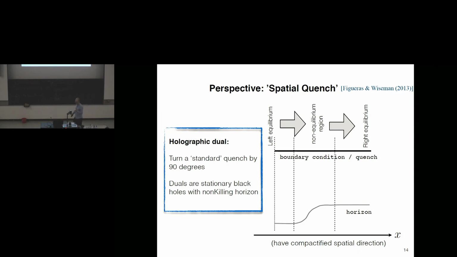So we turn a standard quench by 90 degrees, and the dual solutions are what are actually called stationary black holes that have a non-killing horizon. So the horizon generator is not a killing direction of this space-time. Okay, so that's a good perspective to keep in mind. In a sense, what used to be time has now become a space direction.